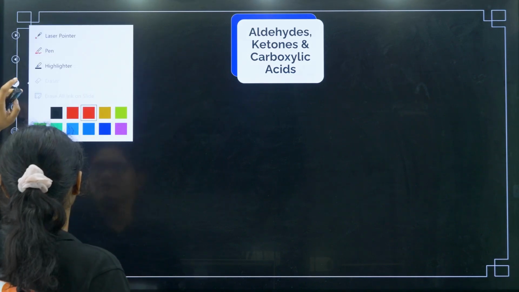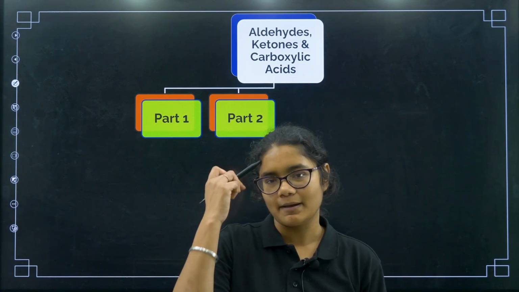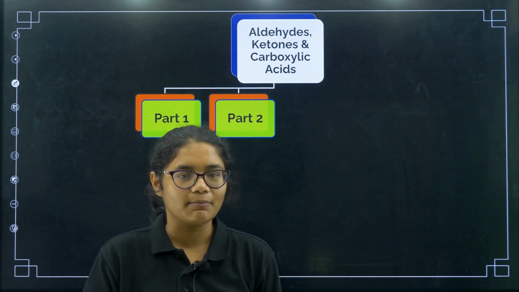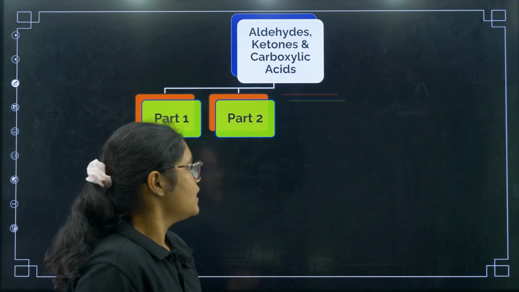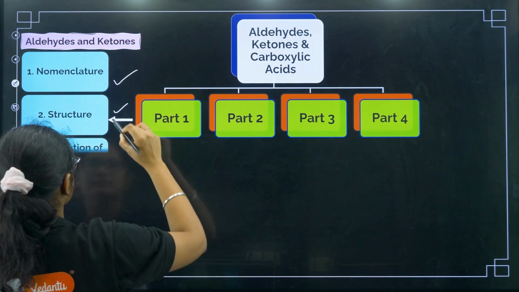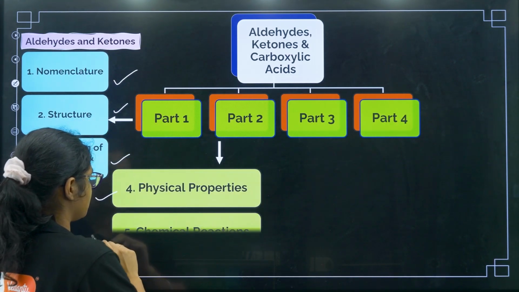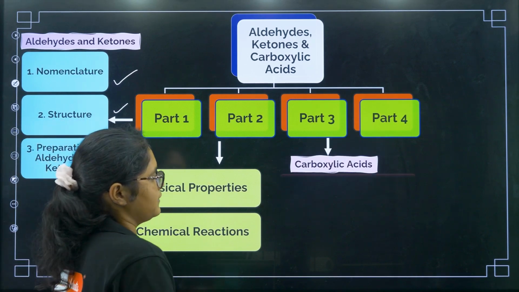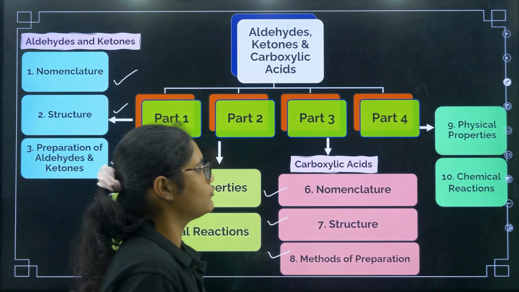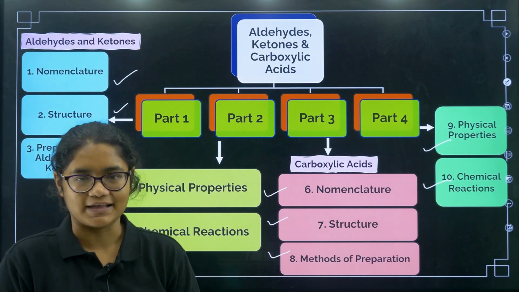As I told you how we are going to cover this chapter, this is very important, so that when you are revising you can have a mind map. There were 4 parts, so every topic will be in your mind and you can revise it very easily. In the first part we already covered nomenclature, structure and preparation of aldehydes and ketones. In the second part we have done physical properties and chemical properties. In part 3, that is in the last class, we have done nomenclature, structure and methods of preparation of carboxylic acids. And in part 4, today, we will be doing physical properties and chemical reactions of carboxylic acids.